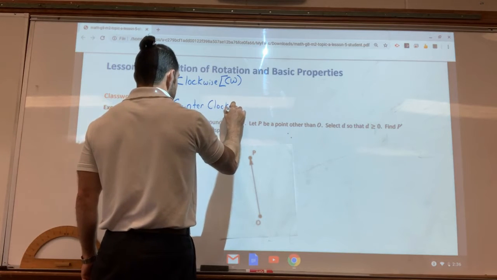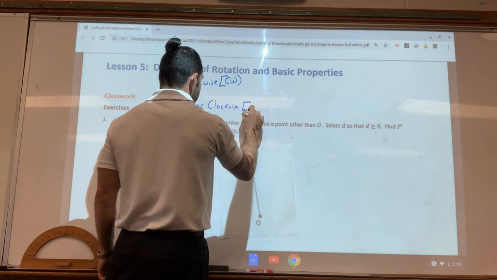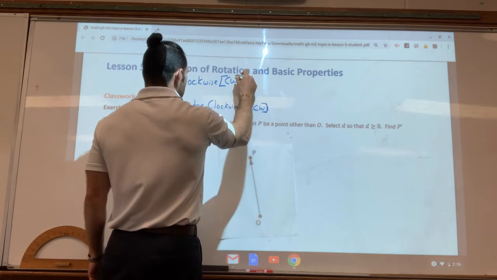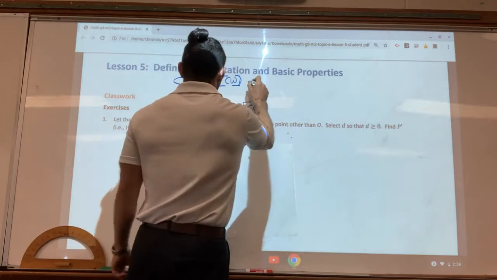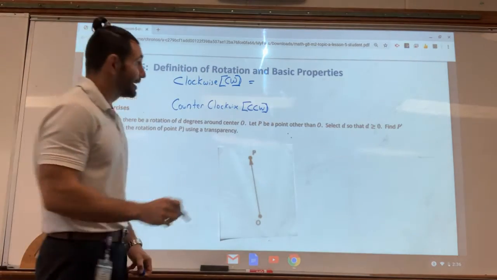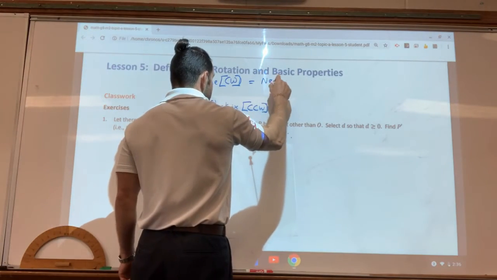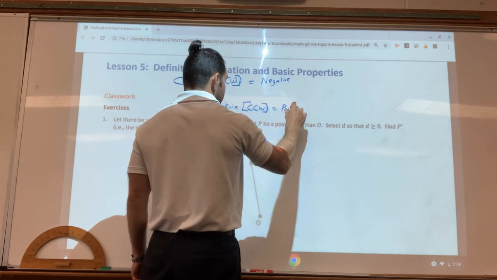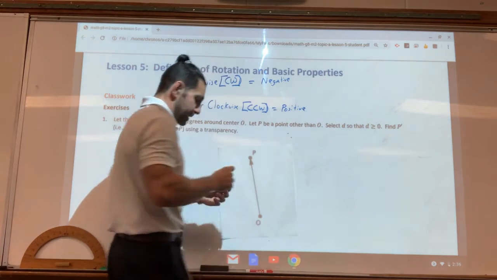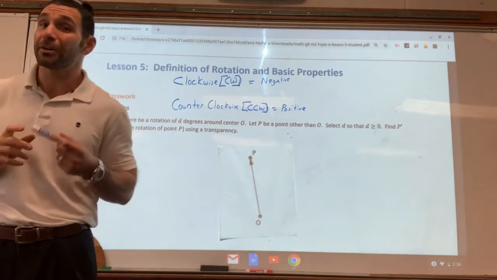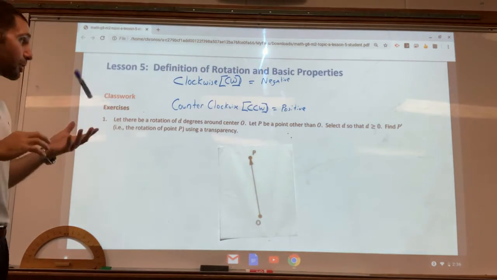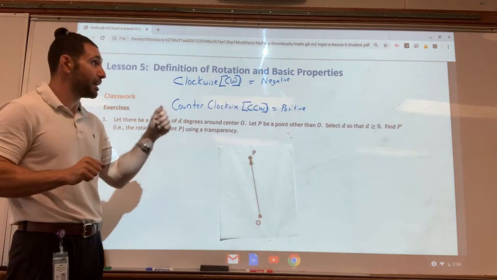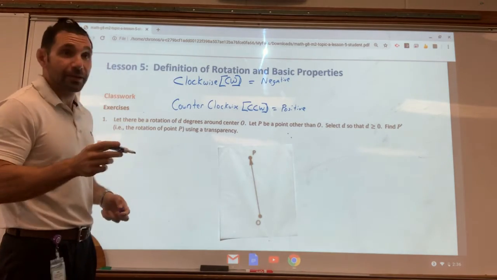Counterclockwise is abbreviated as CCW. Clockwise is negative. Counterclockwise is positive. Now listen, you cannot have positive and negative degrees. Engage New York talks about it, but do not worry about it. Just know counterclockwise is positive, clockwise is negative, and think about a clock.